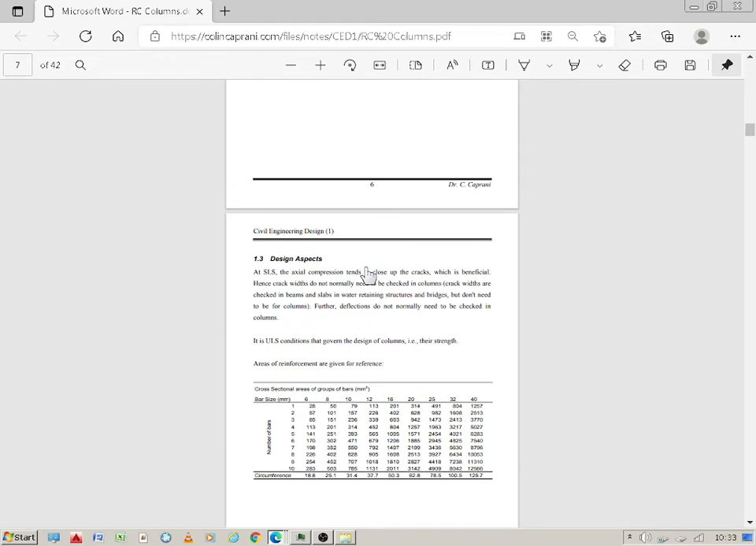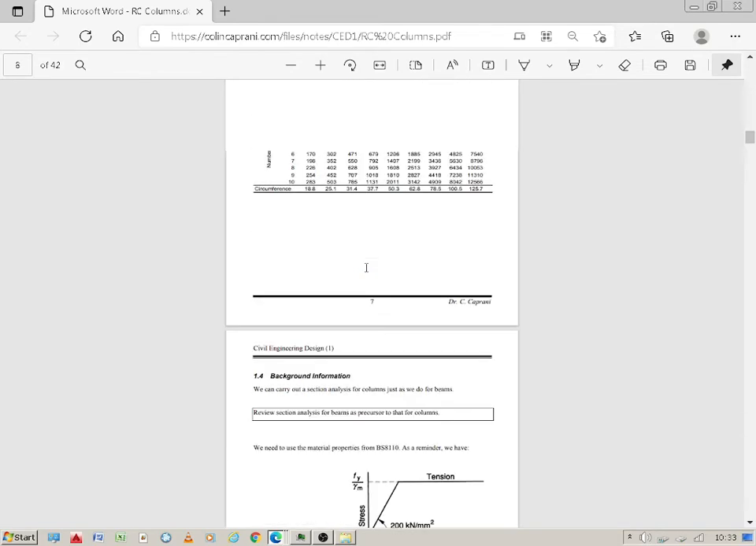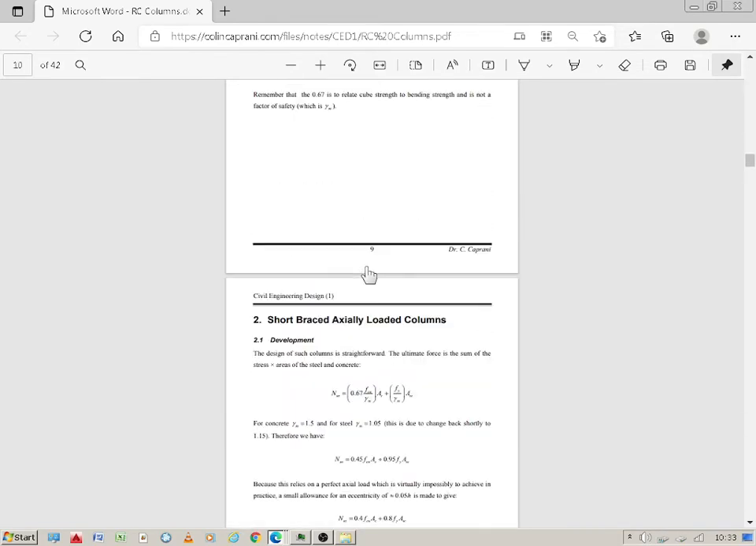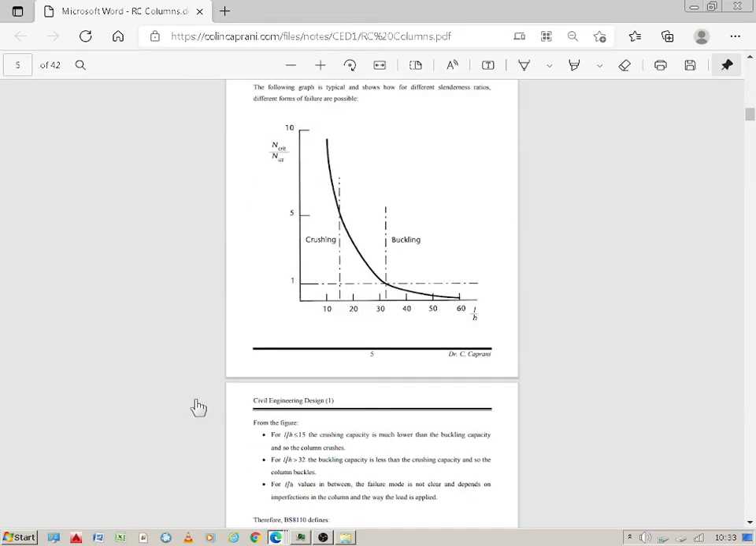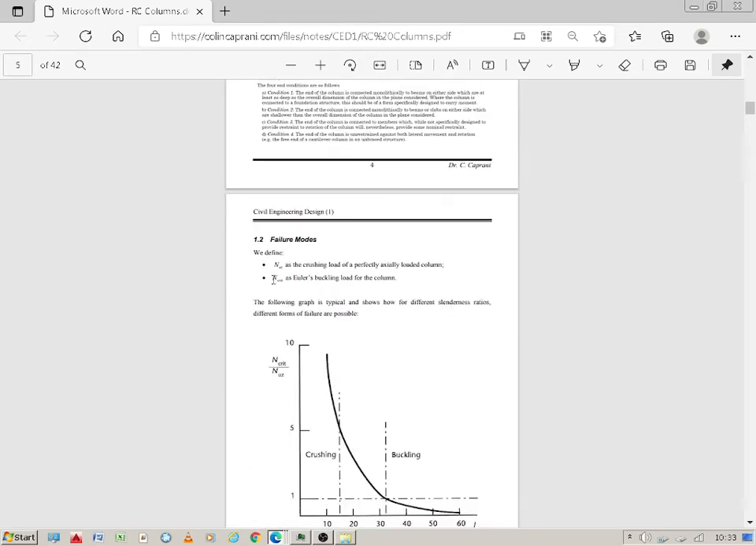So let's have a look at this. This is the failure modes. We define N_UZ as the crushing load of a perfectly axially loaded column, and N critical as Euler's buckling load for the column. The following graph is typical and shows how for different slenderness ratios different forms of failure are possible. So, N critical over N_UZ.